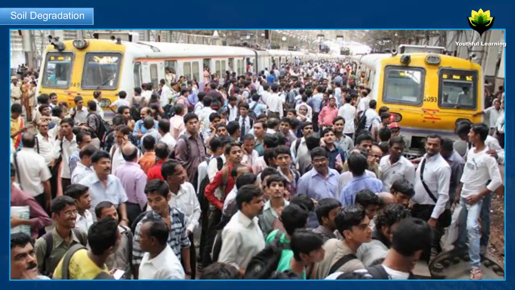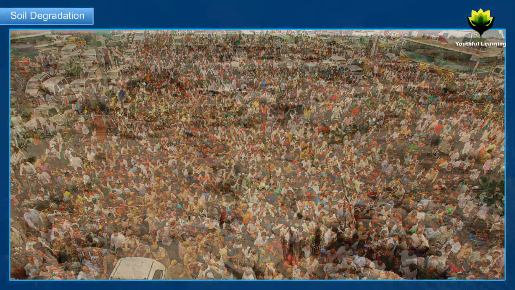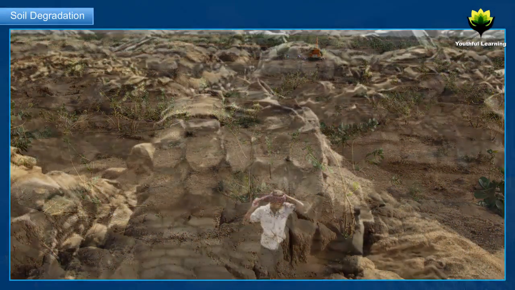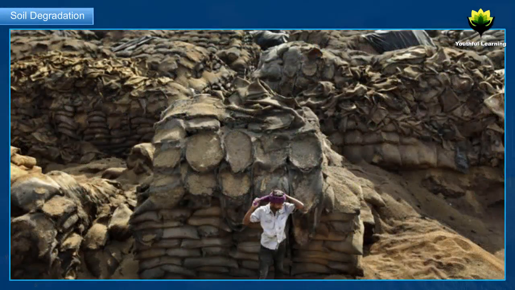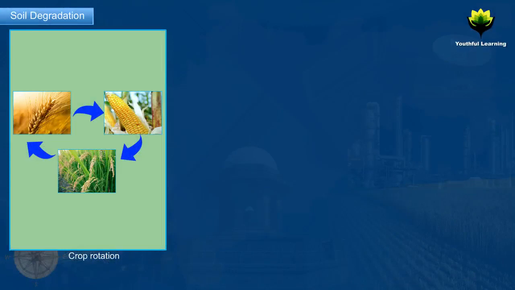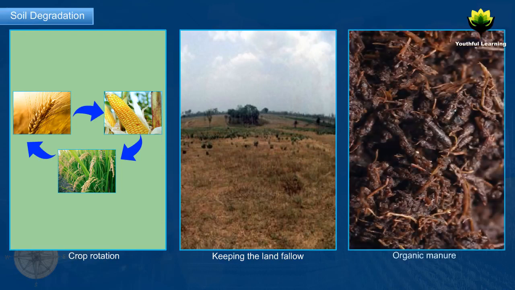Increasing human populations are putting pressure on land. Soil degradation can result in diminished land productivity, uncertainty in food security, and damaged ecosystems. Measures to prevent soil degradation include crop rotation, keeping the land fallow, and use of organic manures.